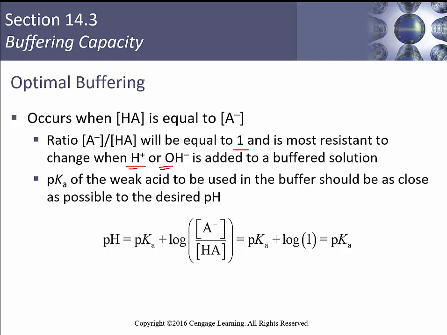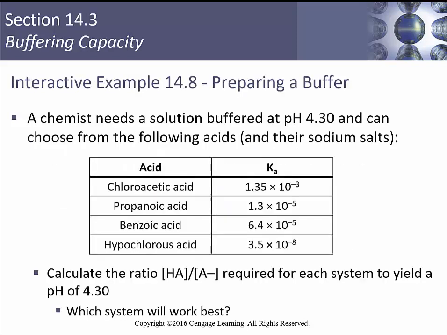The pKa of the weak acid to be used in the buffer solution should be as close as possible to the desired pH. So when you're making up a buffer, one of the things that you're going to want to do is look and see where is the pH that you want to be. So if you're looking at physiological pH, right? We want our bodies to be somewhere around a pH of 7, right? We want to pick something that's got a pKa near that. So I would have done a table here that's got pKa's, right?